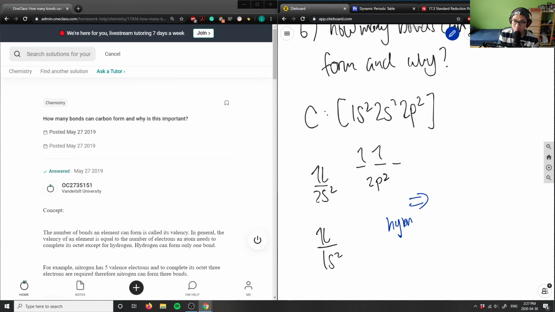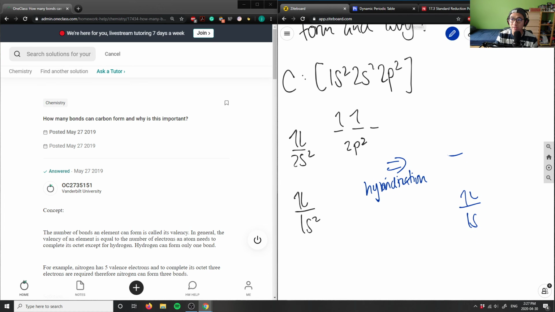It's going to go through hybridization. I still have 1s2 in the ground state level, but the 2s2 and 2p2 orbitals are going to hybridize to become the same energy level here. So I'm going to get four specific orbitals. I'm combining the 2s2 orbital and the 2p2 orbital to form 4 sp3 orbitals here.